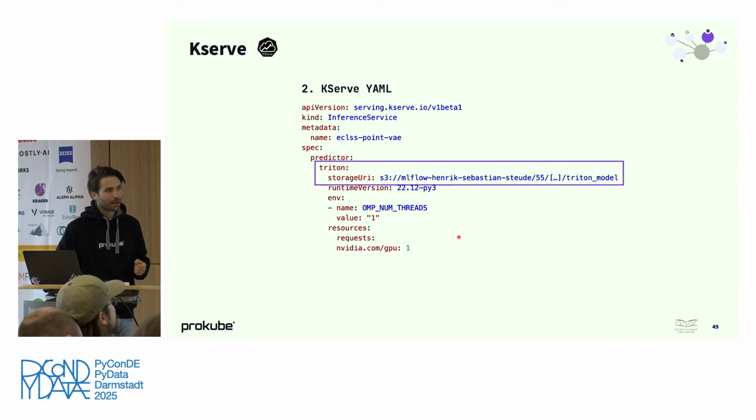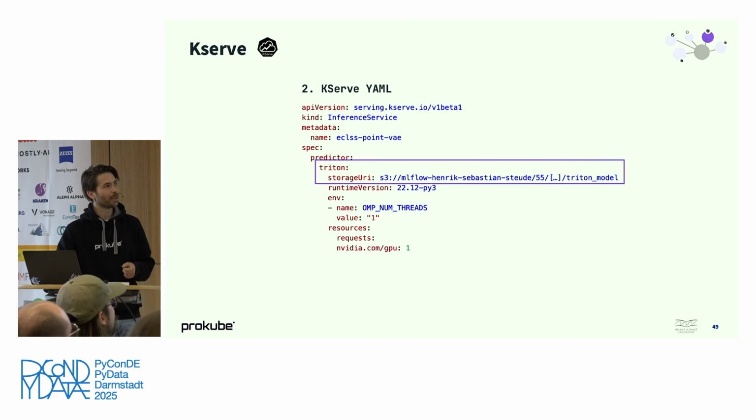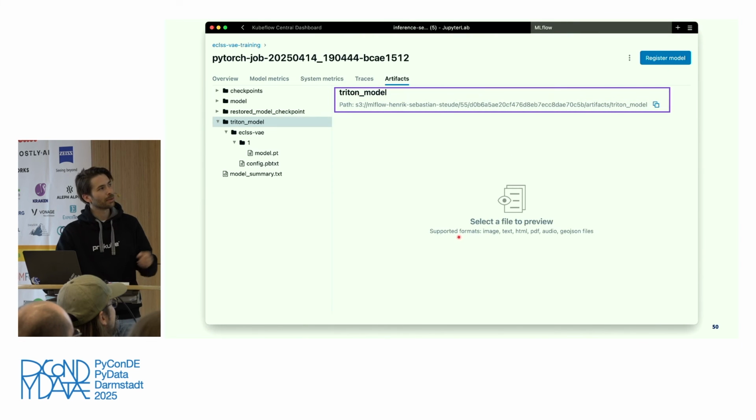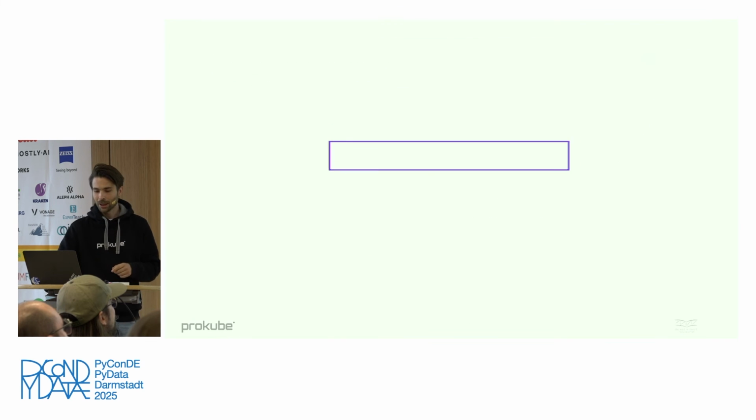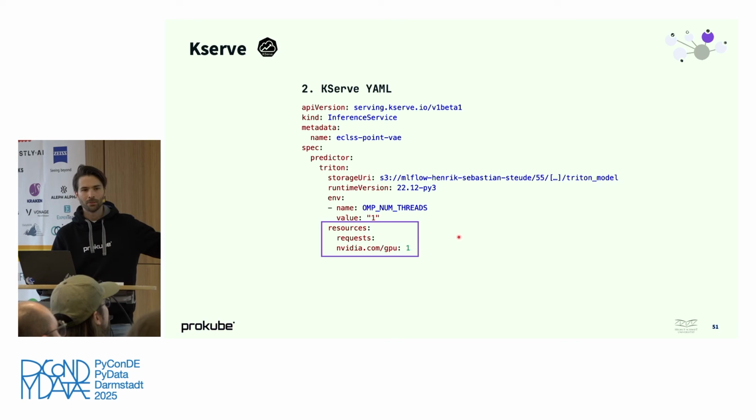Now where do we get that string from? Well, we have MLflow, and that can manage this artifact for us. In the UI it looks like this, so we can just hit copy and paste the value here. And also again, we can tell Kubernetes that also for serving we can use a GPU because it's much quicker.